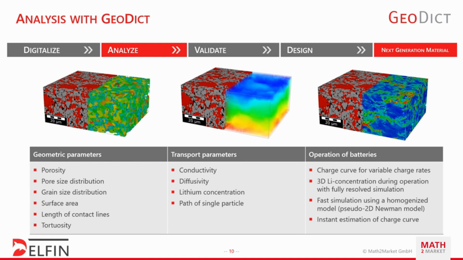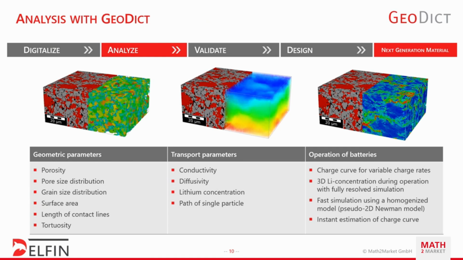We have the porosity, pore size distribution, grain size distribution, surface area, length of contact lines, tortuosity. These are all geometric parameters which we're very confident that they are calculated correctly given the structure that we got. We have lots of transport parameters. We can predict the conductivity, the diffusivity, lithium path of single particles. We can do all these analyses on the structure that we have available.